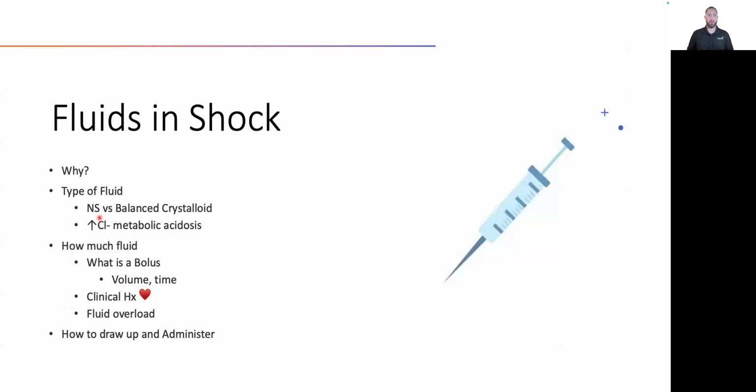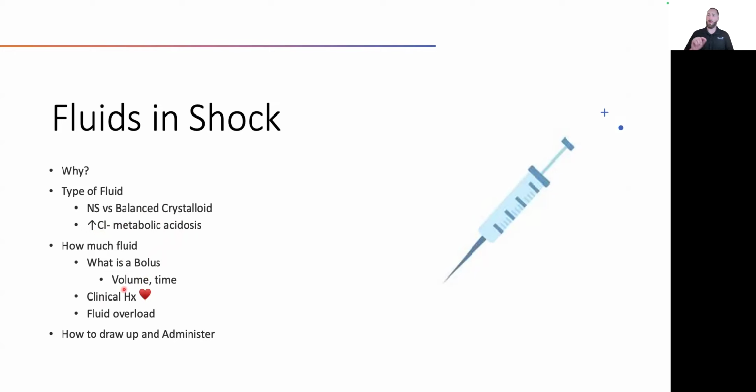So as we mentioned, fluids are important. We usually will give a balanced crystalloid or something like lactated ringer so that we can reduce the hyperchloremic metabolic acidosis that we see like in normal saline. And we talked about the fluid bolus is typically volume per kilo, so 20 milliliters per kilo on children. And we give that as quickly as possible, especially in our kiddos that are in septic shock.